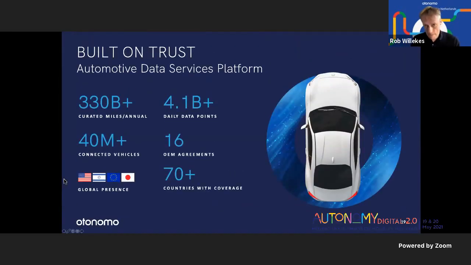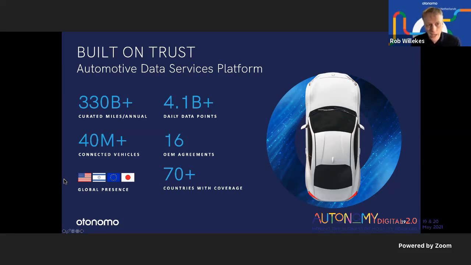So now I come to the last slide. Otonomo is an automotive data services platform that uses connected car data to fuel applications, to fuel analytics and insights. We're built on trust. I think trust is one of our central components, and trust is being gained by having all those information security standards, but also having the right privacy standards. There's no data on our platform that doesn't comply to the privacy standards like GDPR.